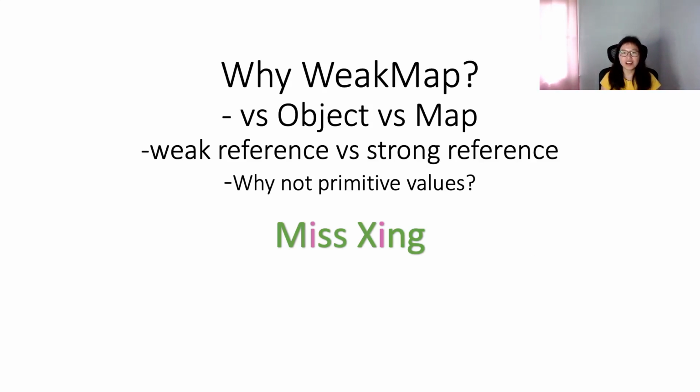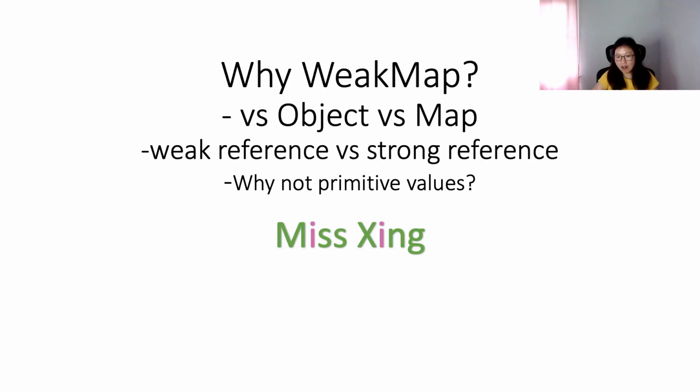In the last video, I explained what a Map is, and this is the second video. I will explain why JavaScript created WeakMap. First, I will compare WeakMap with Map, and this relates to weak references and strong references. I will also cover why primitive values are not allowed as keys in WeakMap, and why WeakMap has no methods to get all of its keys, iterate, or list the entries.